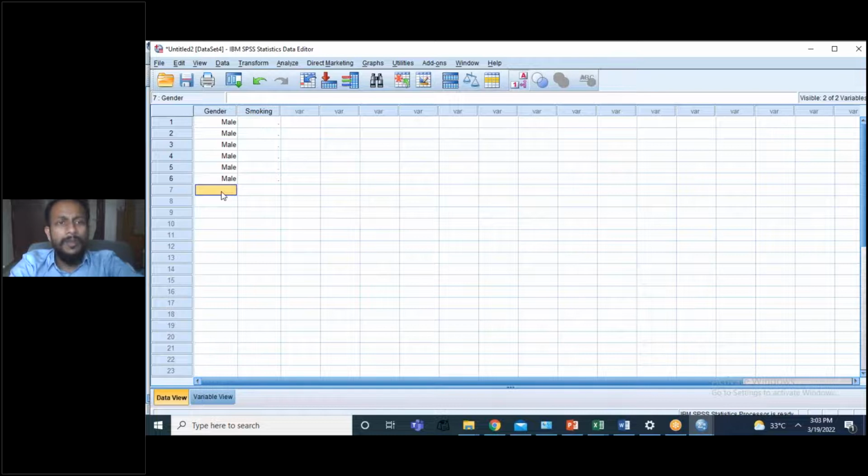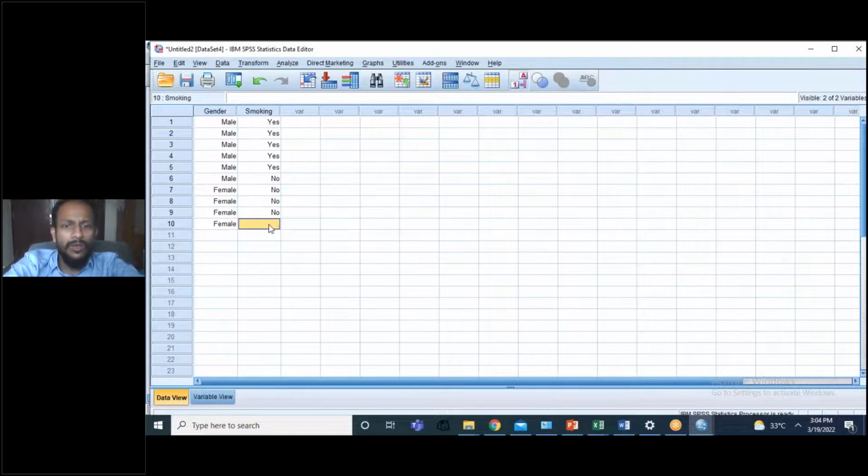Okay, 4 of them are female. Smoking means yes, male smoke. Yes, yes, yes, yes. One male does not smoke, so I'm giving it as no. Female, none of the females smoke. No.